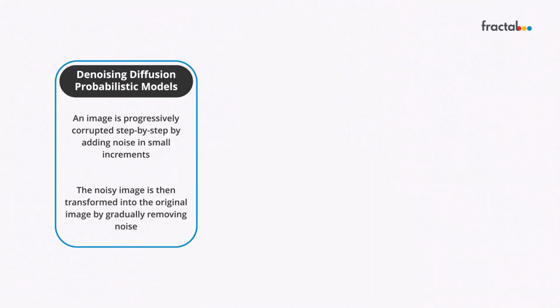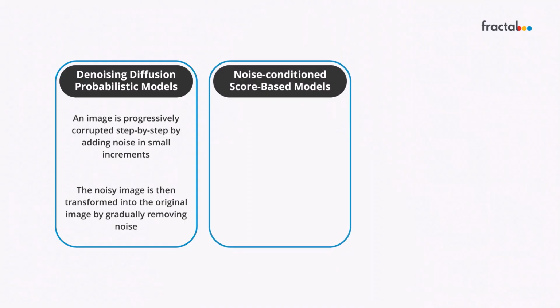Think of DDPMs as meticulously sculpting a masterpiece from a block of marble, where each step brings out more detail and structure. Another intriguing type of diffusion model is the noise-conditioned score-based generative model. These models take a slightly different approach compared to DDPMs. Instead of directly modeling the denoising process, they learn to estimate the gradient, or score, of the data distribution. This score represents the direction in which the model should move to increase the likelihood of generating realistic data.